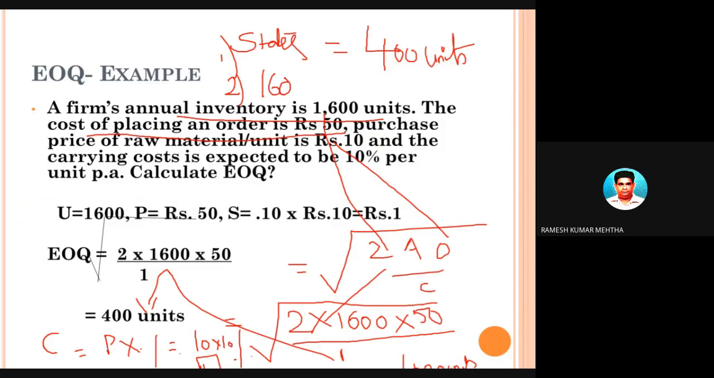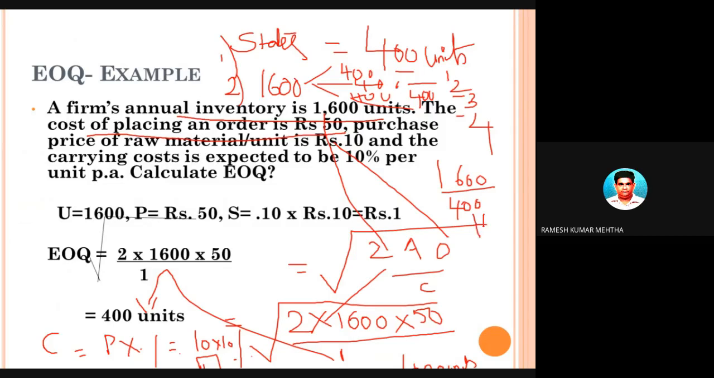1600 units are required. So you have to order 400 units every time. 400 units and 400 units. So how many orders do you have to give throughout the year? 1, 2, 3 and 4 orders, because 1600 units you have to order for the whole year, and whenever you are placing an order you should place only 400 units. So for the whole year the number of orders is equal to 4.